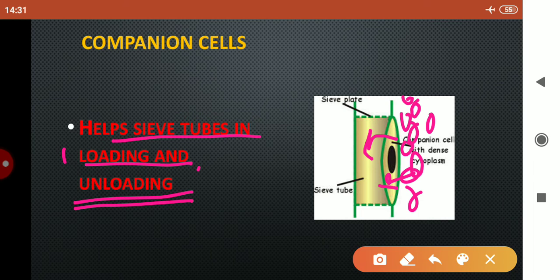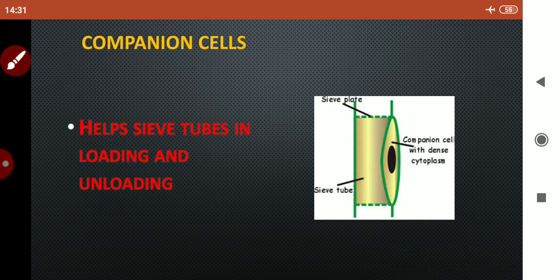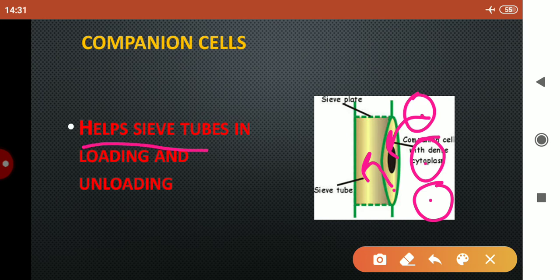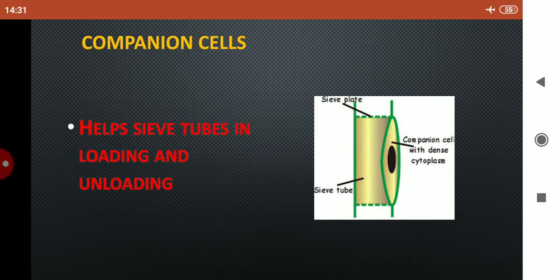Now I am again repeating it, children. Please listen to me very carefully. The food synthesized by the cells present near the companion cells is transferred to the companion cells. This is called as the loading of the companion cells. After that, companion cells transfer this food to the sieve tube. This is called as unloading of companion cells. That's why it is said that companion cells help sieve tubes in loading and unloading.